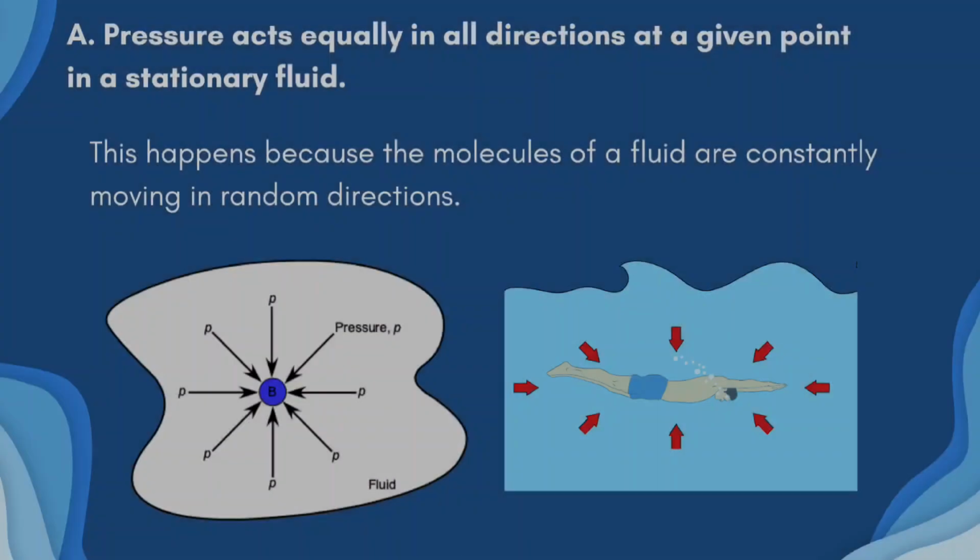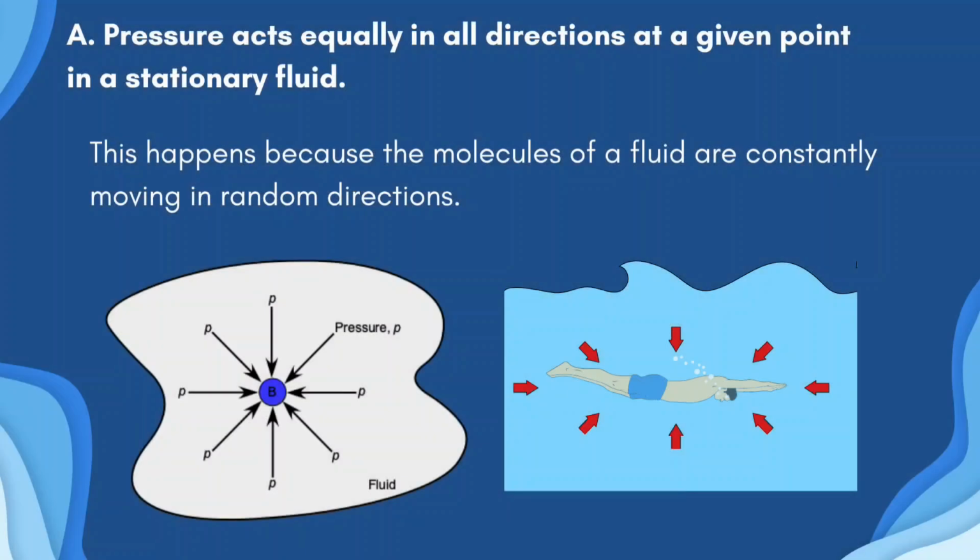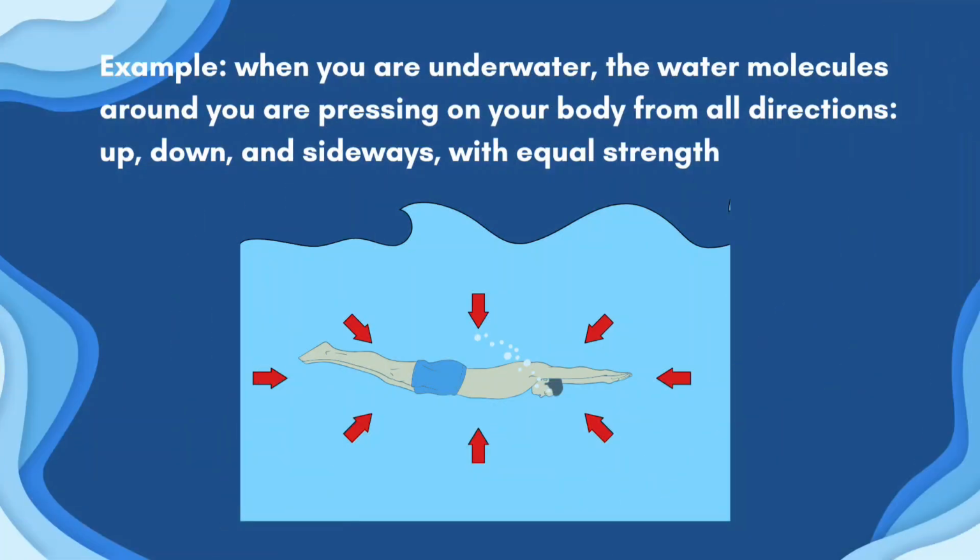This idea is part of Pascal's principle, which explains that pressure in an enclosed fluid is transmitted equally in all directions. This happens because the molecules of a fluid are constantly moving in random directions. When an external force or pressure is applied, the molecules collide with each other, and with the container walls, spreading the force evenly. As a result, the pressure at a given point in a fluid acts equally in all planes and in every direction. So in simpler terms, if you push one part of a fluid, that push spreads out equally everywhere inside it. For example, when you are underwater, the water molecules around you are pressing on your body from all directions, up, down, and sideways with equal strength.